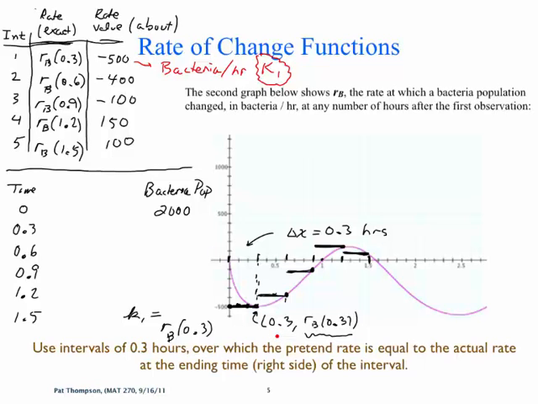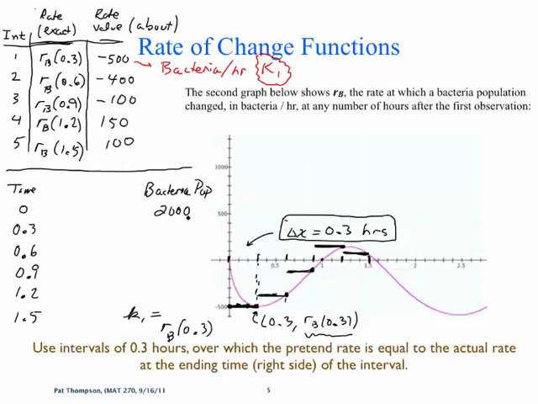So let's apply the symbols here. What does 0.3 represent in this situation? 0.3 is not K. 0.3 is delta X. That's our change in time. So is the bacteria population changing at 2,000 bacteria per hour? That's why you would multiply by 0.3. It's not changing at 2,000 per hour. How is it changing?